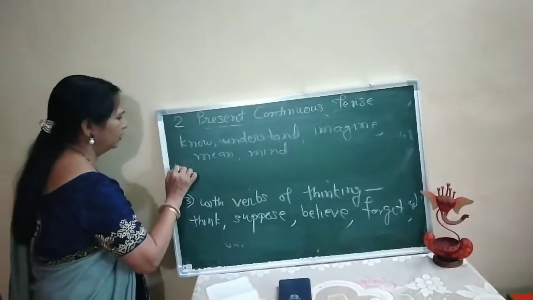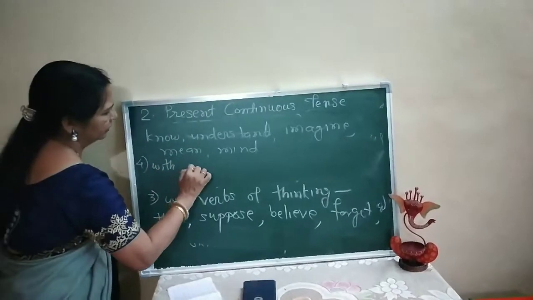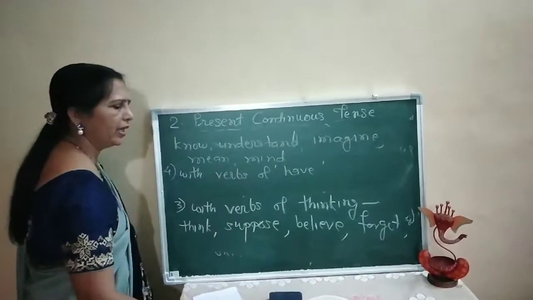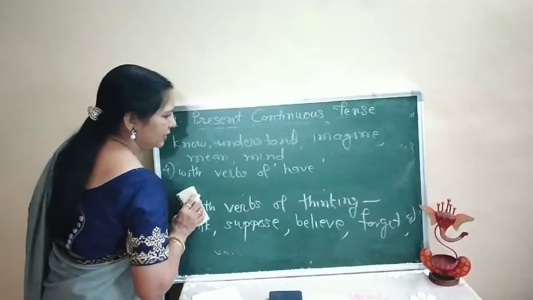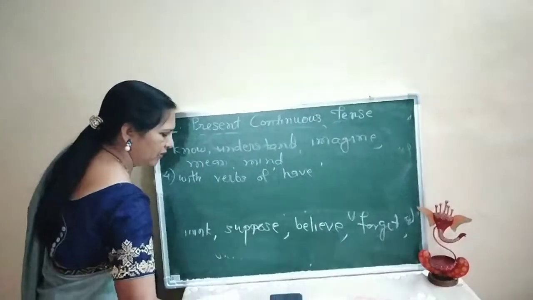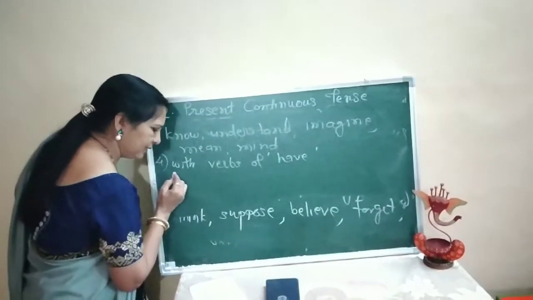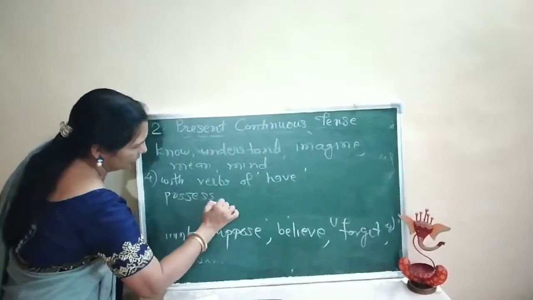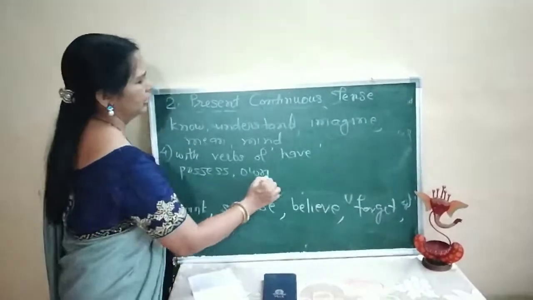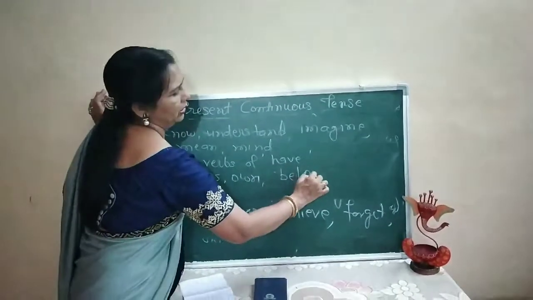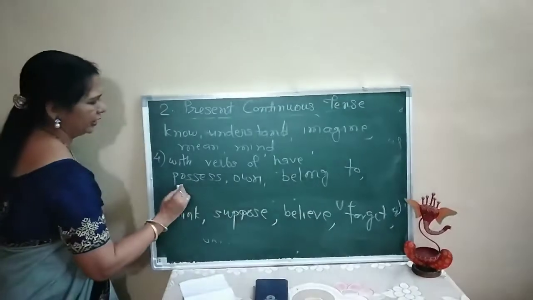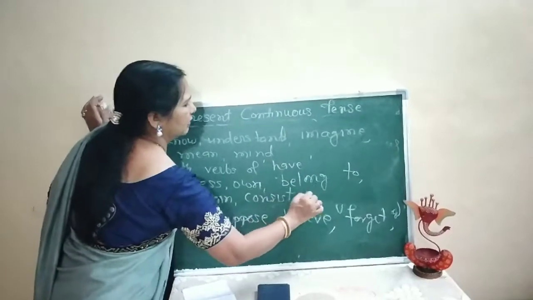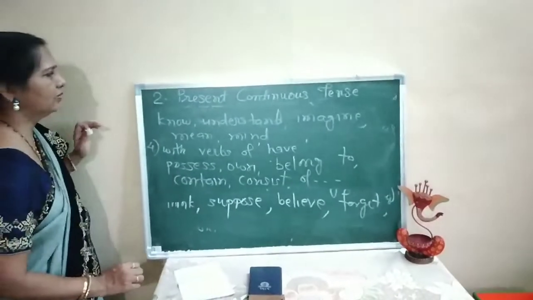Now, number four, with verbs of have. Now, to have means to possess. So, naturally, the verbs are possess, own, belong to, contain, consist of. These are the verbs of have.